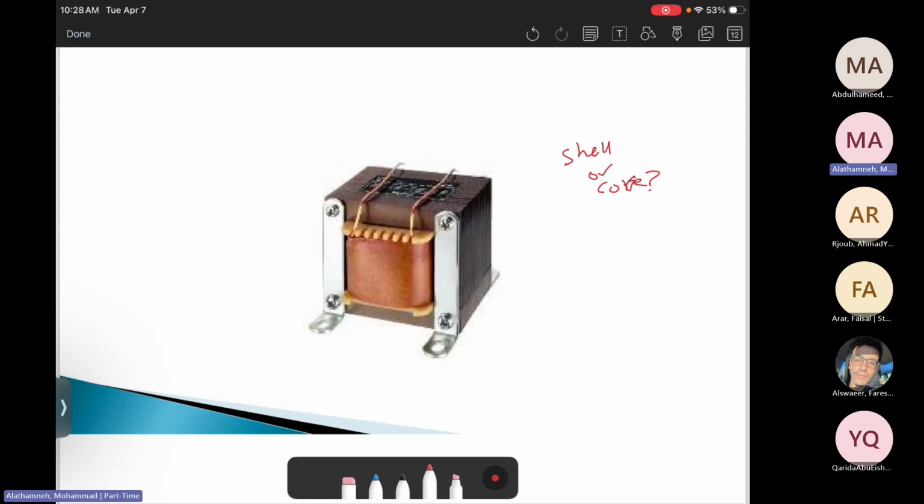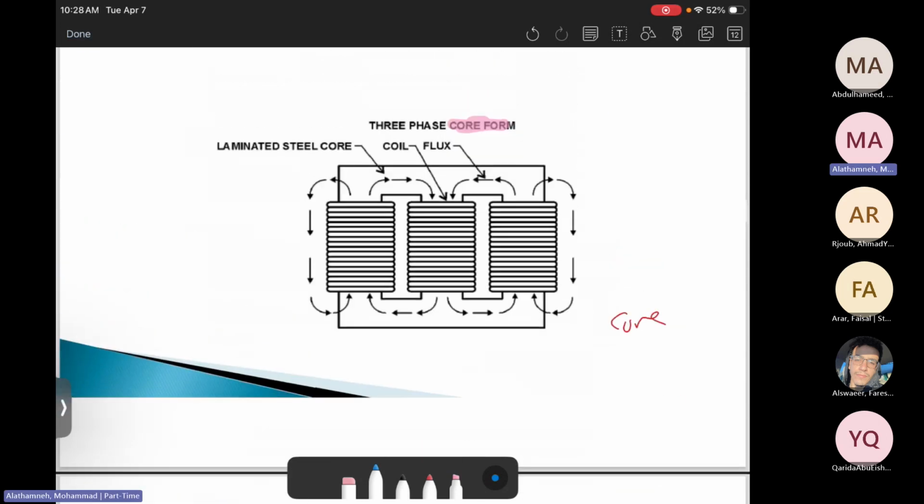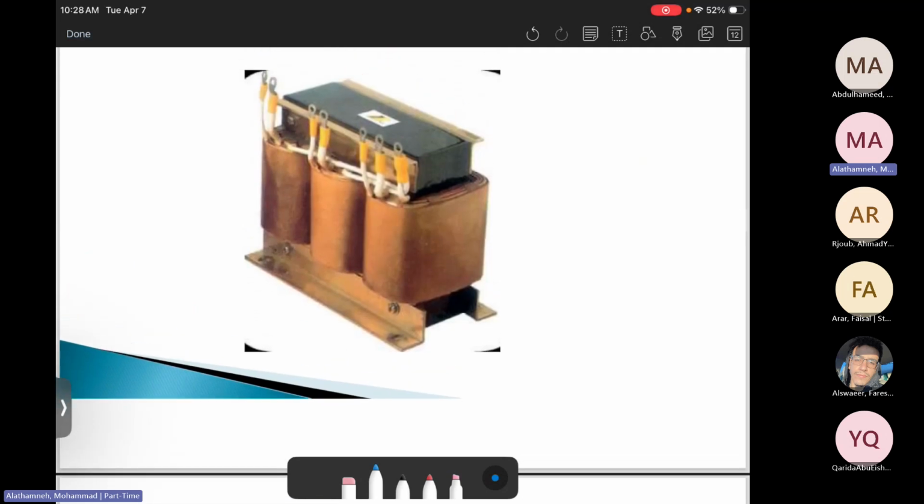How about this one? Is this shell or core? Look at the coil. The coil is inside. This is a single phase, by the way. Since it's inside, it will be shell, because the core is outside the coil. Then how about this one? Is this shell or core? Look at the coil. Coil outside. So it is definitely core.